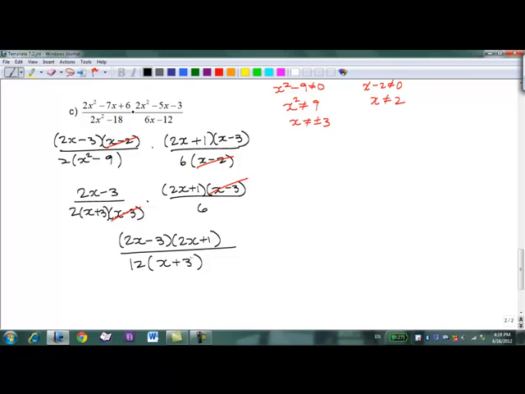So multiplying and dividing rational expressions is just the same as multiplying or dividing fractions. You just have to reduce and invert and multiply where appropriate. This ends the notes for multiplying and dividing rational expressions, section 7.2.